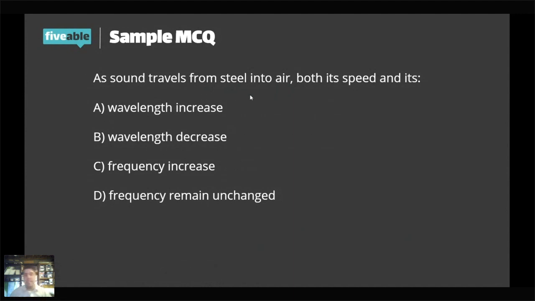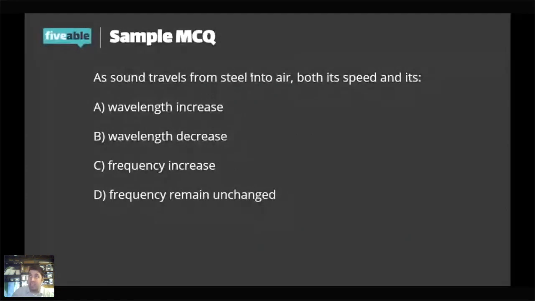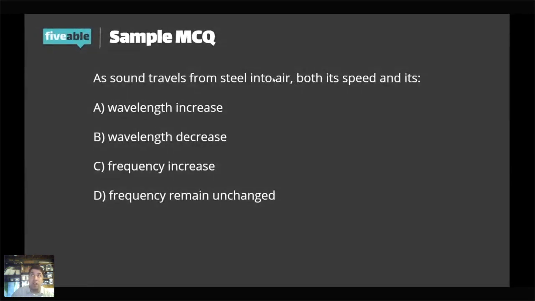So we're going in steel, incredibly dense, incredibly well put together. It's solid. Sound waves travel very fast. Each molecule can bump into the next one super quick. So we are going from a fast material, steel, into a slow material, air. Air being a gas, much more spread out. It takes more time for the molecules to bump into each other to send these sound waves through it. So because of that, we're going from a fast material into a slow material. Its speed better decrease.